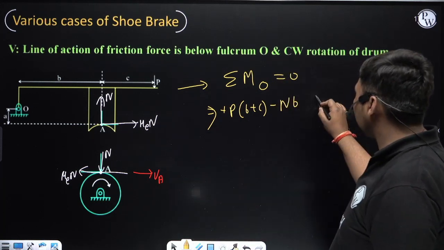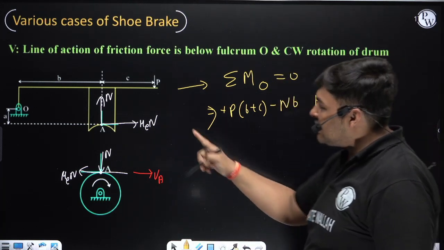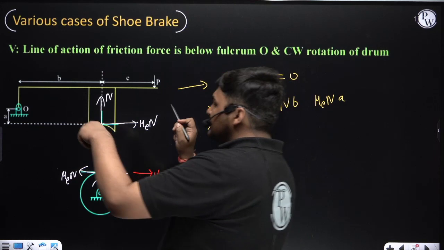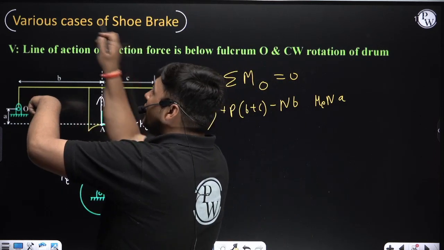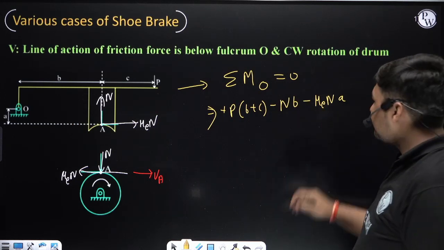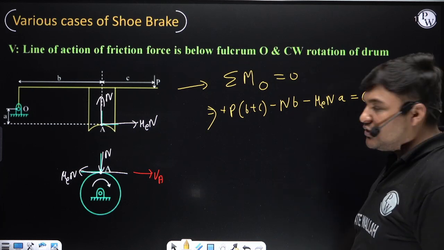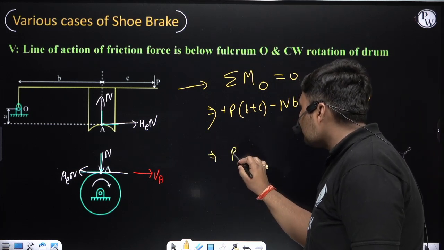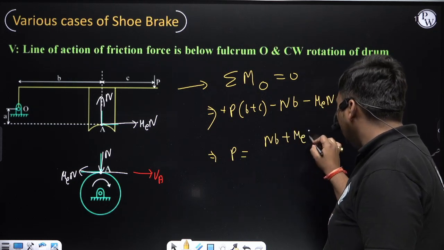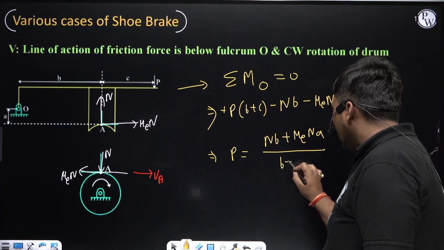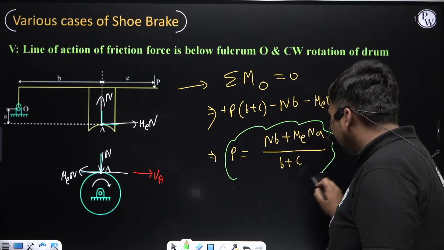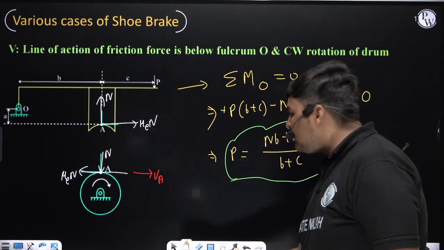Now the friction force. Friction force is mu N. Its perpendicular distance from fulcrum O is A. So the moment will be mu N into A. Here the direction of moment due to friction force about O is anti-clockwise. See carefully. And I am taking anti-clockwise direction as negative. Now net moment about fulcrum O equal to 0. From this equation, if you find the expression of P, it will come NB plus mu N into A upon B plus C. Again, we need not remember this relation. But from this relation, for this case, what conclusion can we make? See whether friction is reducing braking effort or not.